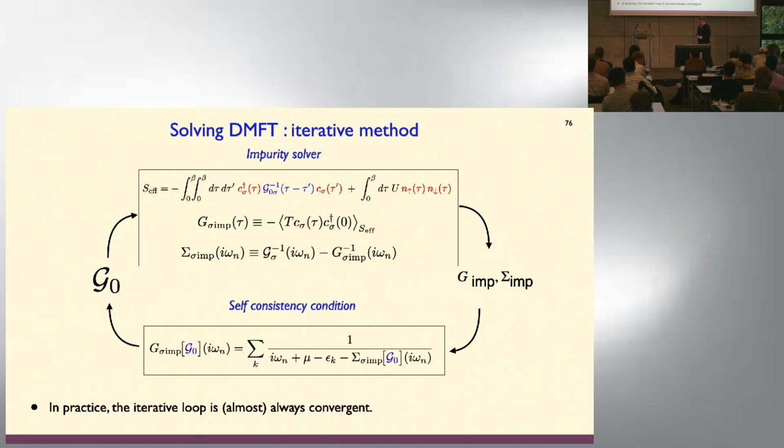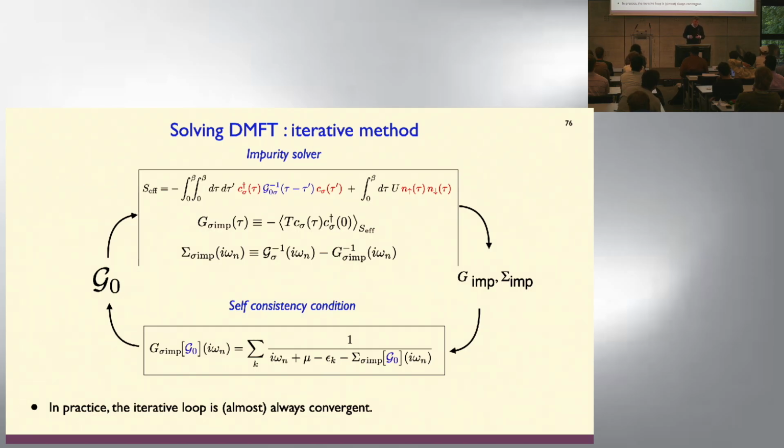We have an iterative method. We need to have impurity solvers. Impurity solvers are, and still are, in DMFT largely the bottleneck. To be precise, for a one-band system, it's fine. We can solve it. We have methods to do it.